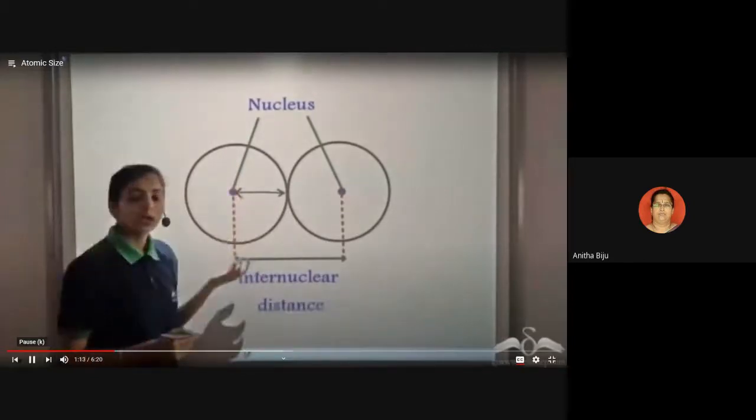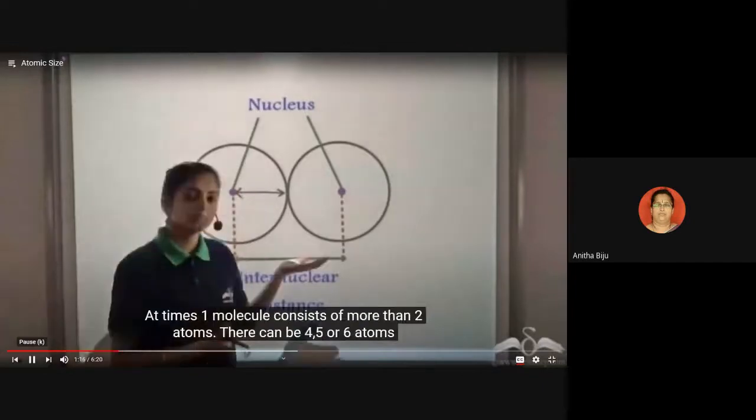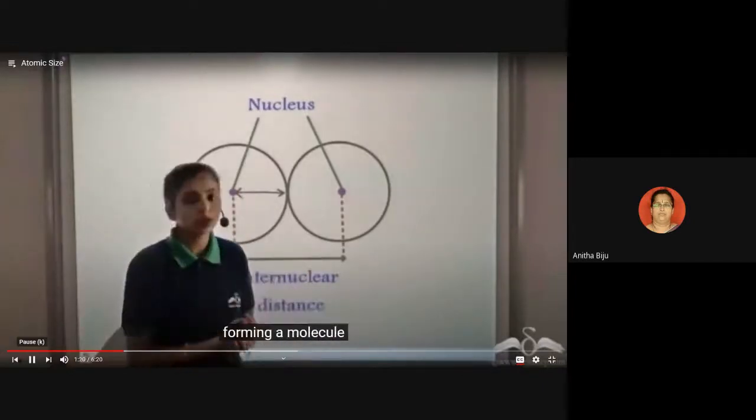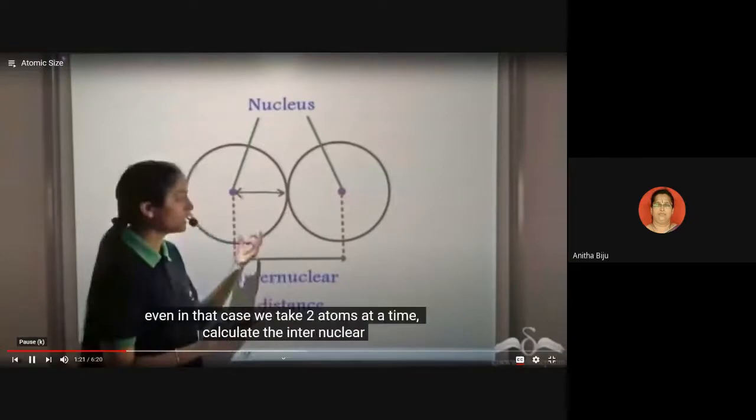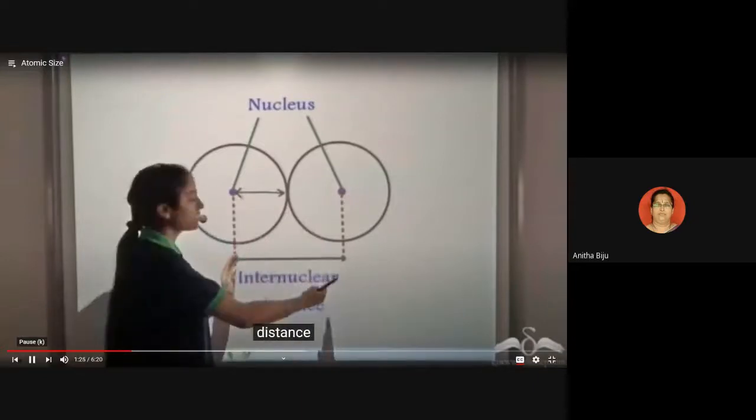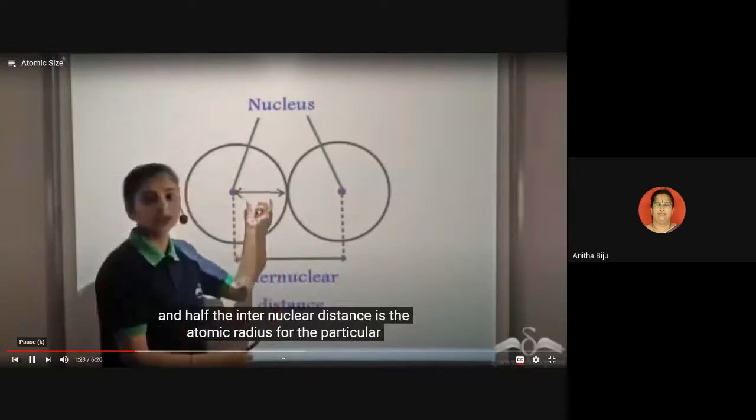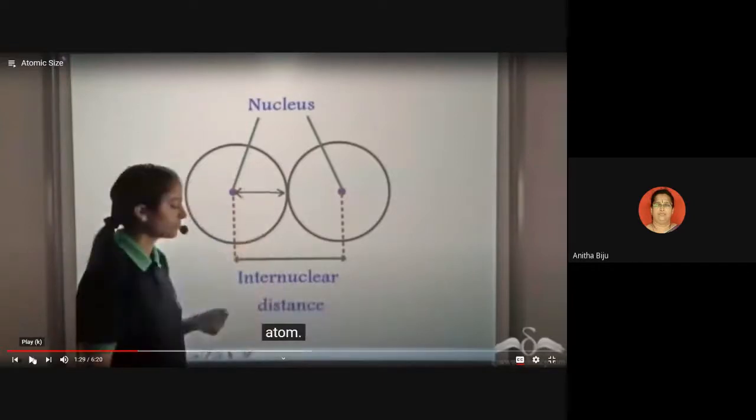At times, one molecule consists of more than two atoms. There can be 4, 5, or 6 atoms forming a molecule. Even in that case, we take 2 atoms at a time, calculate the internuclear distance, and half the internuclear distance is the atomic radius for the particular atom. So here the explanation is given for polyatomic molecules or diatomic molecules. You know that non-metals exist in the form of molecules, not in the form of atoms. So like hydrogen. Hydrogen exists in the form of H2, not H. And even oxygen. Oxygen also exists in the form of O2, not O.